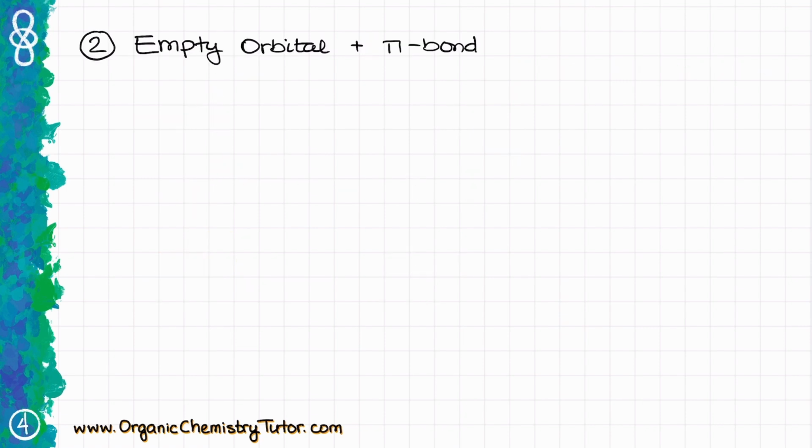The next common pattern that you are going to be seeing when dealing with resonance is a case where you have an empty orbital and a pi bond nearby. So if I again start with an empty orbital on the carbon over here, like a carbocation, and nearby I have a pi bond, then what I can do is take the electrons from the pi bond and move them towards my carbocation.